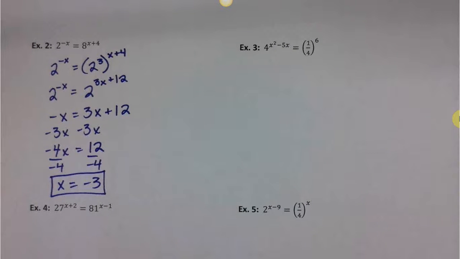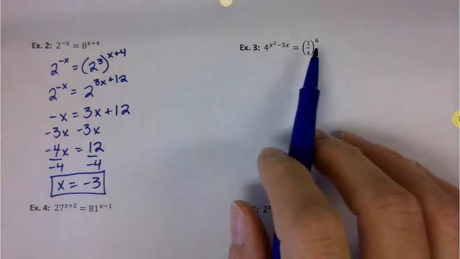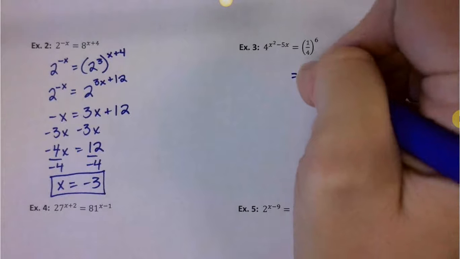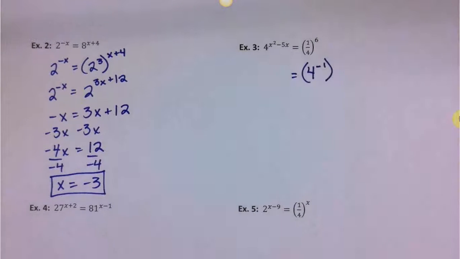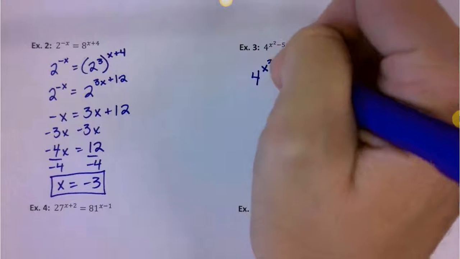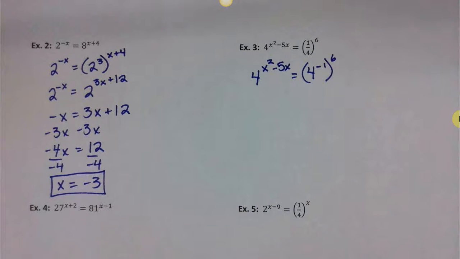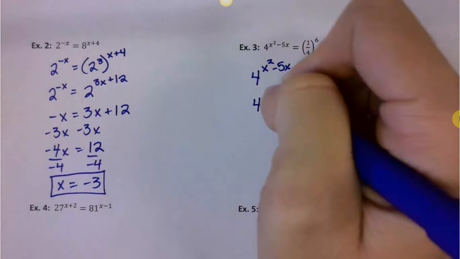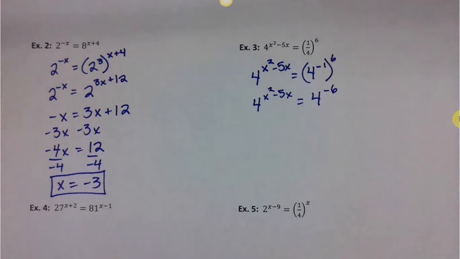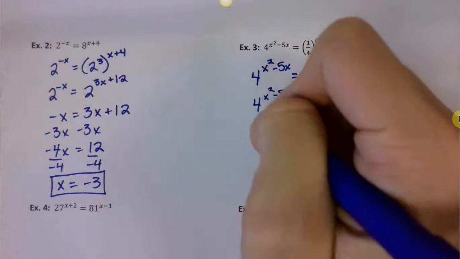So for example 3, the question is, how can we make a 4 look like a 1/4 or vice versa? Well, 1/4 is the same as 4 to the negative 1. And that's still raised to the 6th power. And I'm just going to bring the 4 to the x squared minus 5x down as is. And then again, on this right side, we're raising an exponent to another exponent, so we can multiply and turn that into 4 to the negative 6. And now both sides have that base of 4, so I can set the exponents equal to one another.